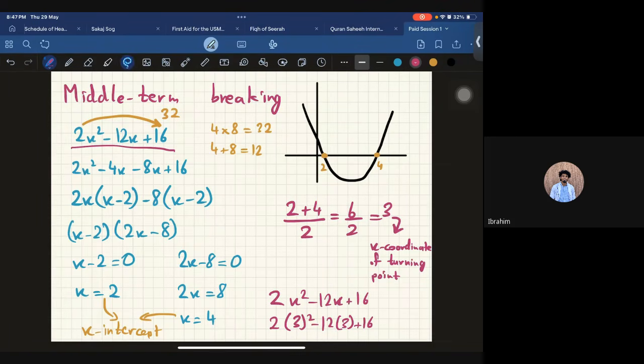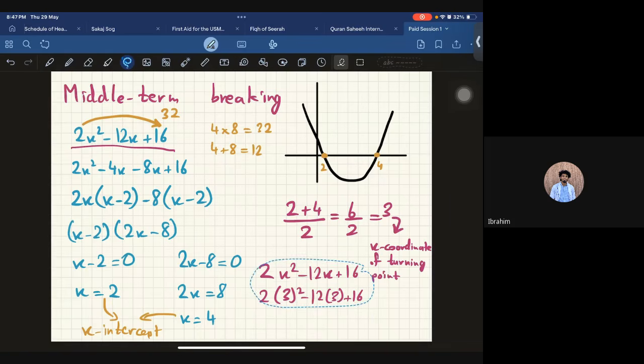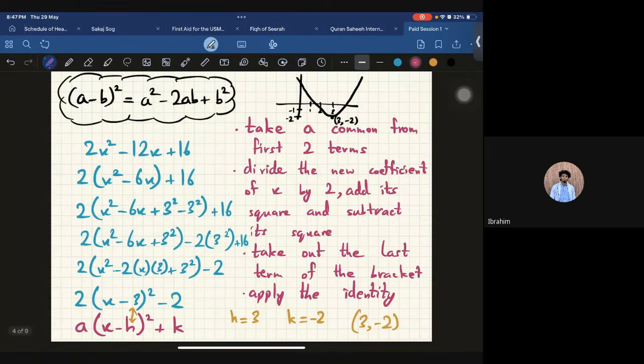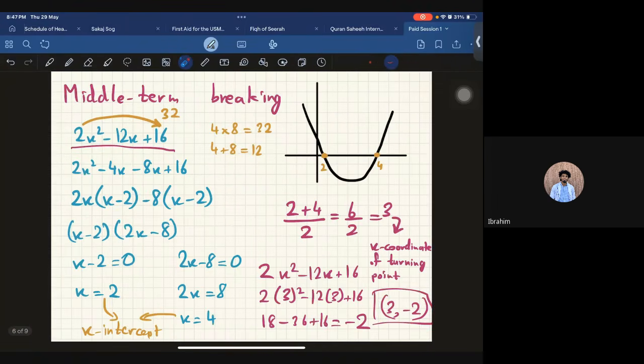So we'll have 3 square is 9, 9 twos are 18, 12 threes are 36, and then 16. 16 plus 18 will be 34. This will be minus 2. So our turning point will be 3 comma minus 2. And if we compare this, we can see we've got the same turning point from both methods. Okay. Does middle term breaking make sense? We'll do another question as well.